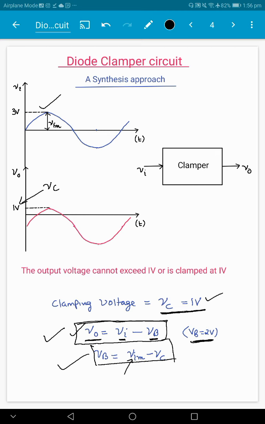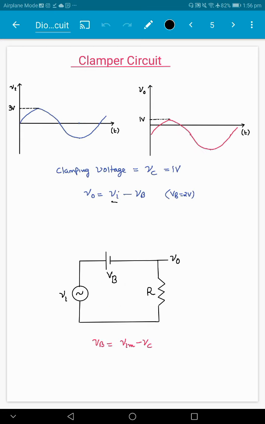All right. So how do we do it? Since we have to subtract a voltage, note that V0 equal to Vi minus Vb. So it's very easy for us to say that if we have an input voltage Vi, suppose we add a battery equal to Vb, and we put a load. Let's say this is the load resistor, so the output has to appear across some load. So we can clearly see that V0 equal to Vi minus Vb.